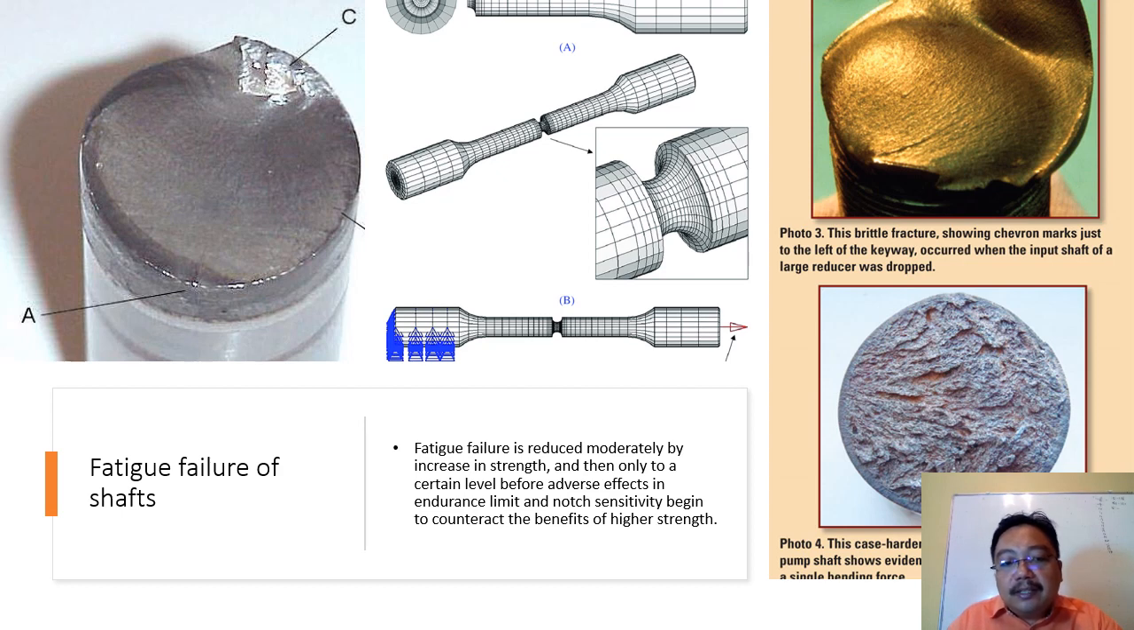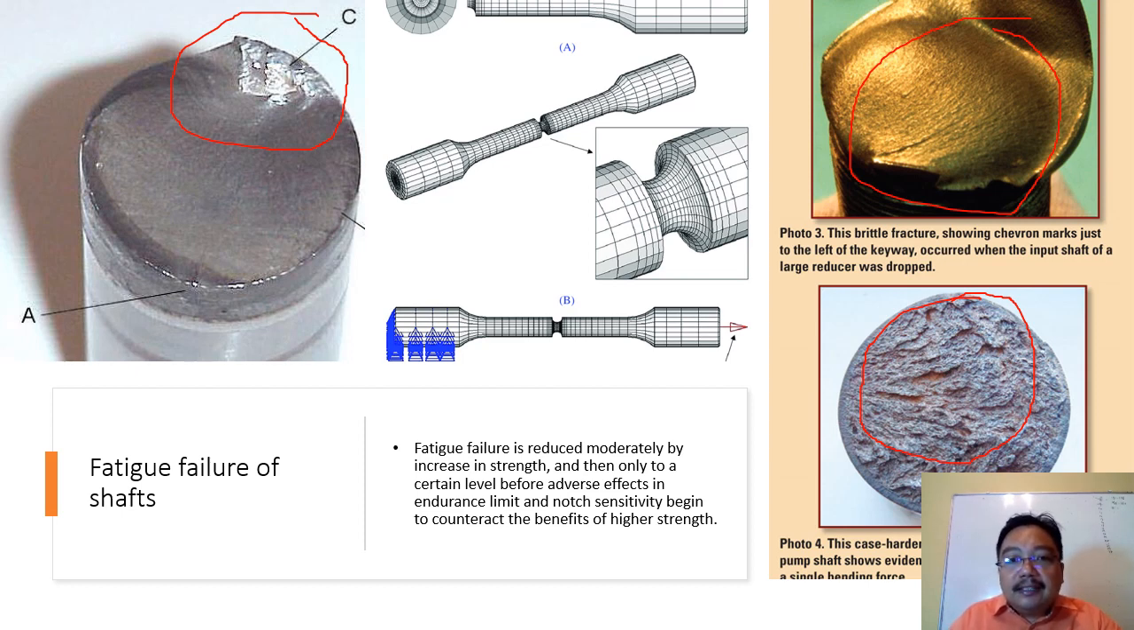Okay, the picture here you see the brittle failure. This is the fatigue failure. This is the fatigue failure happening here. Okay, and this is also the fatigue failure happening inside the shaft when you cut the shaft, or the shaft exactly when the shaft is broken into two halves.